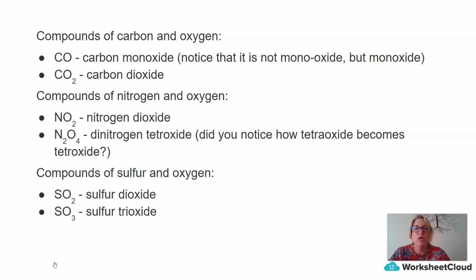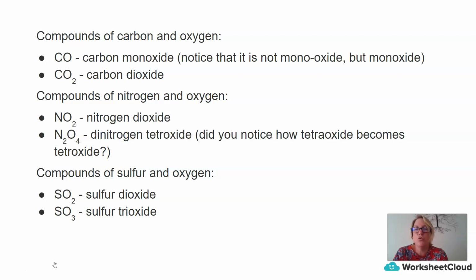So when there is only one atom, for example, we use the word mono. When there are two atoms, we use the word di. When there are three atoms, we can use the word tri. When there are four, we can use the word tetra. So, for example, CO is carbon monoxide. You will just notice that we don't go mono-oxide, it's monoxide. CO2, for example, is carbon dioxide.